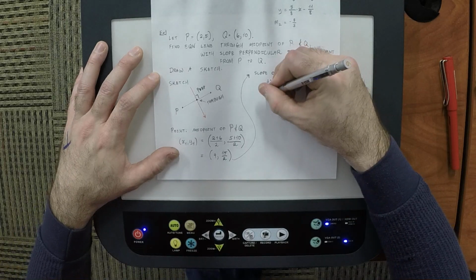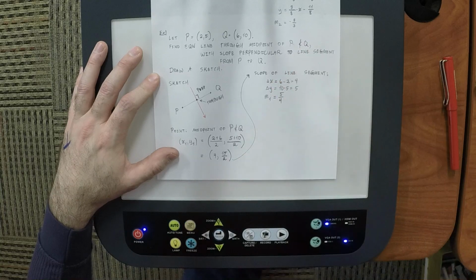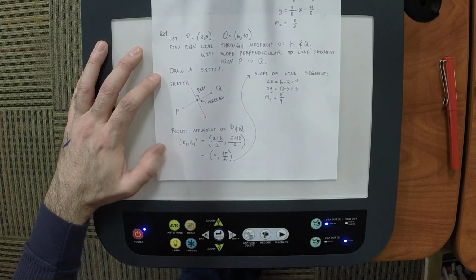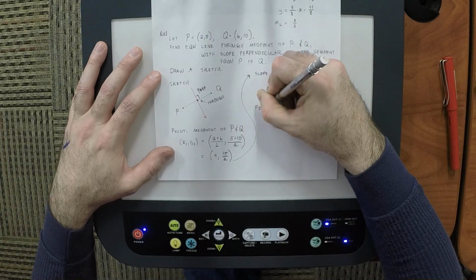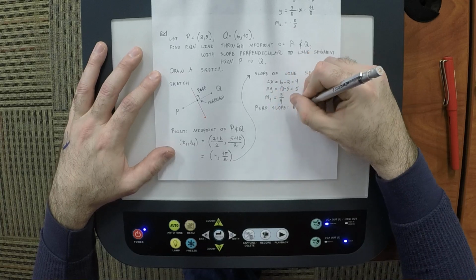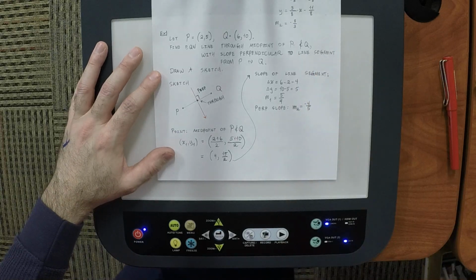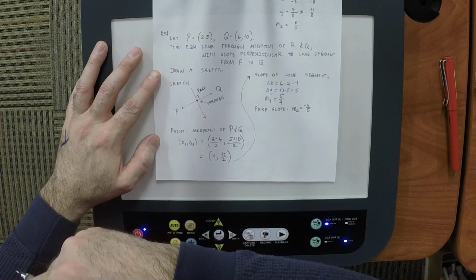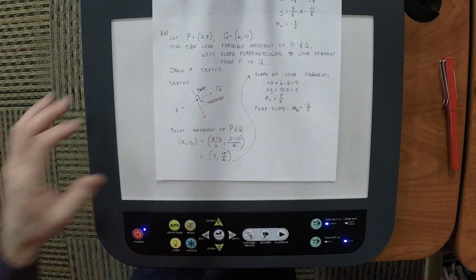Okay, so the slope of the line segment is m1 equal to 5 over 4, which is not the slope that we're looking for. The slope that we're looking for is the perpendicular slope, which would be what? Negative 4 over 5. Okay, so does everyone see? We made a sketch. We determined that we're going to need a point and a slope. We found the point. We found the slope. Now it's just a matter of plugging stuff in.